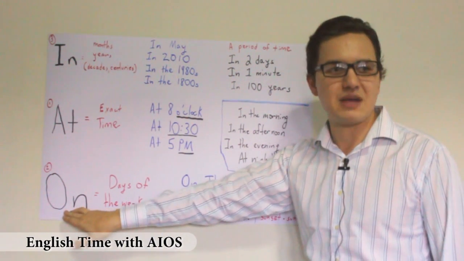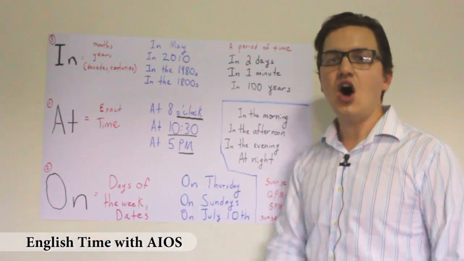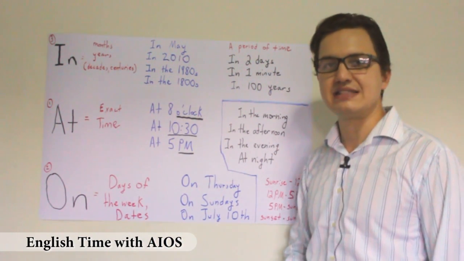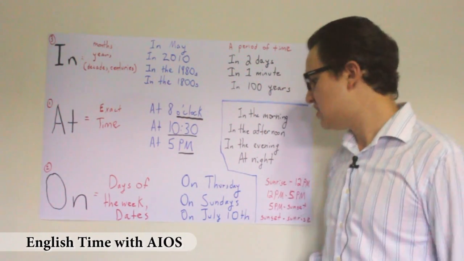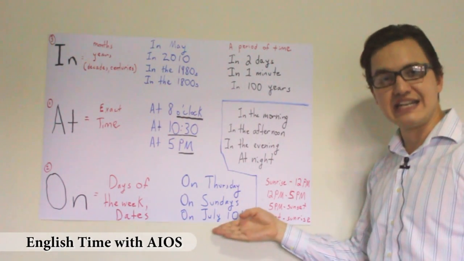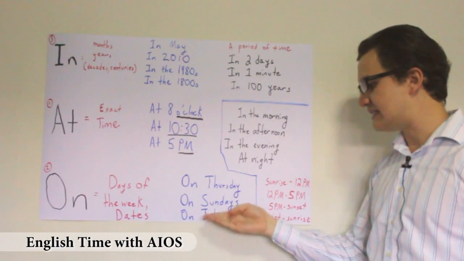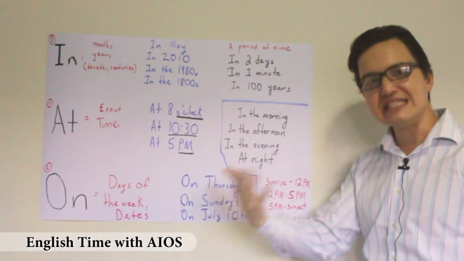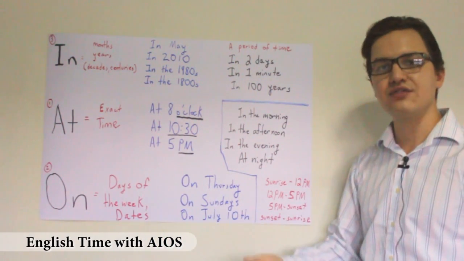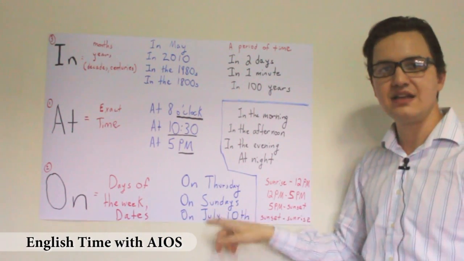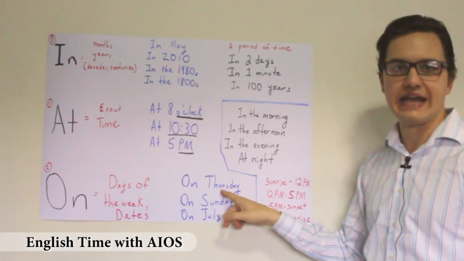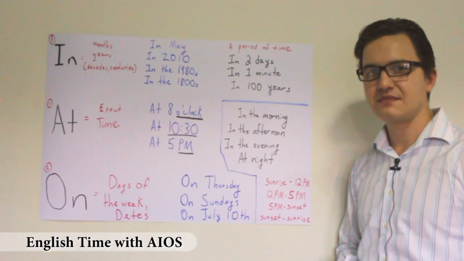Let's move on to the next preposition, on. On is used for days of the week and dates. Date means the exact day. So for instance, you can say on July 10th. This is an exact calendar day. You can say on Sundays. This means every Sunday. Something happens. So every Sunday or on Sundays, we go to the park. You can also say on Thursday, just one Thursday.